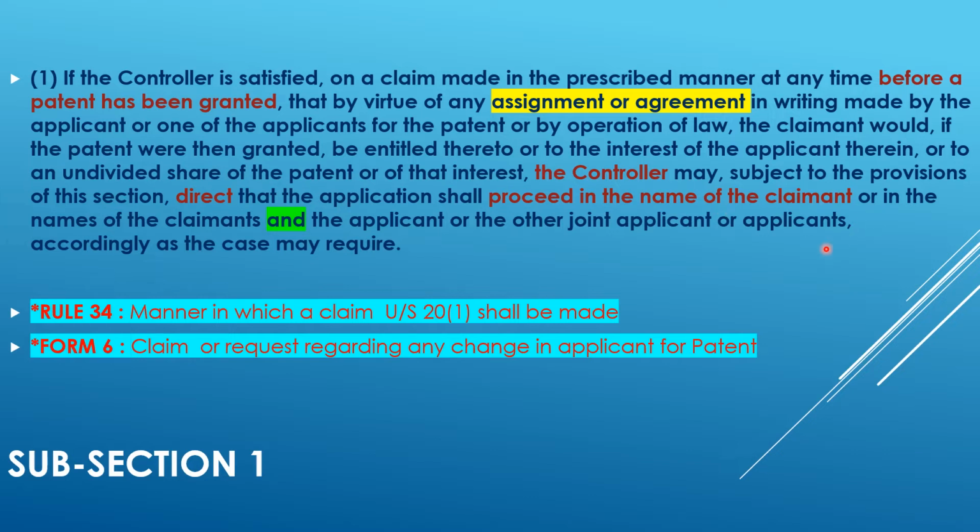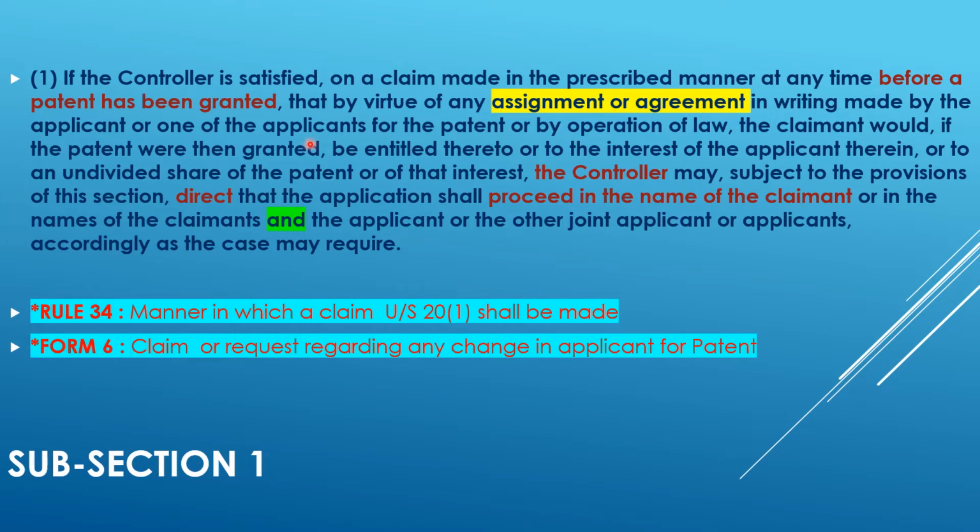Here the related rule is rule number 34, manner in which a claim under section 20 subsection 1 shall be made, and form 6, that is claim or request regarding any change in applicant for patent. Okay, so let me simplify this confusing and clumsy subsection. Just listen to me.